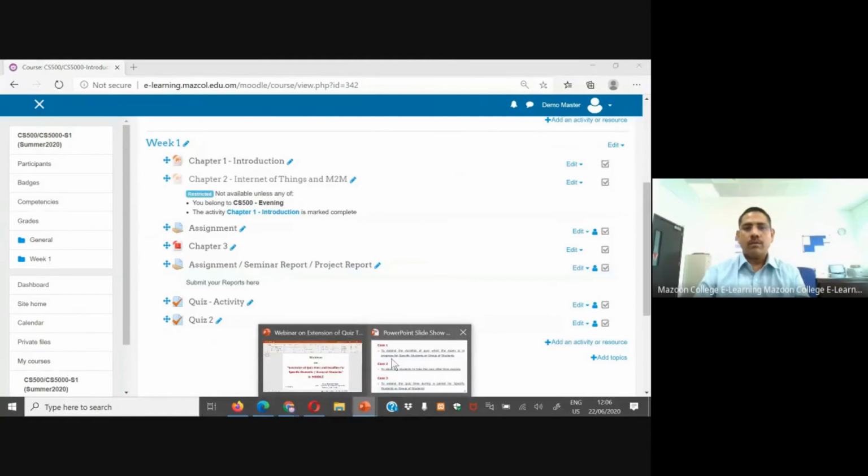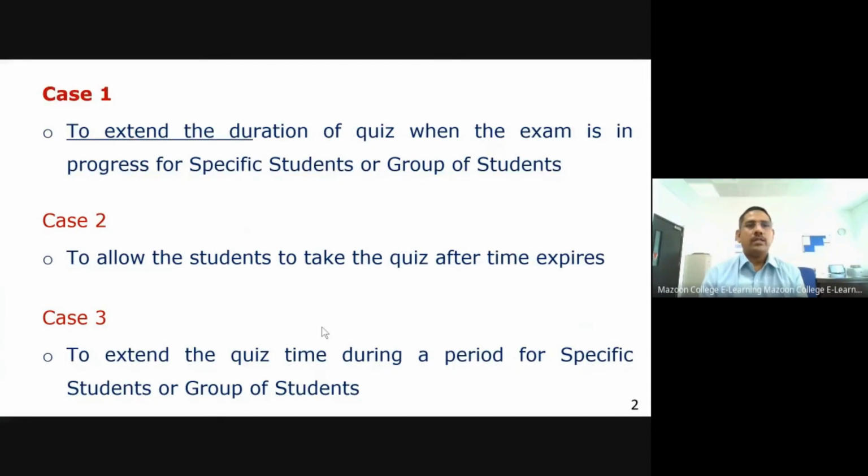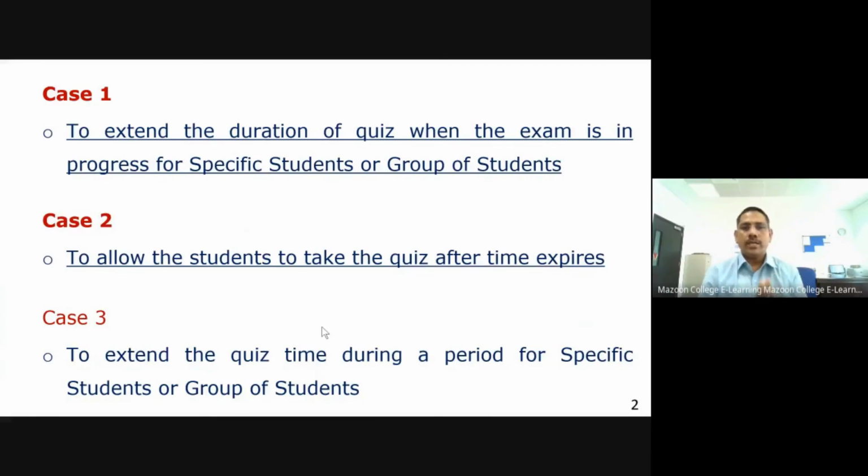Okay, now these are the three cases. Let me summarize. What is case one? In case one, we extend the quiz time while the exam is in progress. When the exam is going on, we are extending the time for a specific student. In case 2, we allow the student to take the exam after the time expires. And in case 3, we extend the time during the period of time. That is how we are going to manage the students.